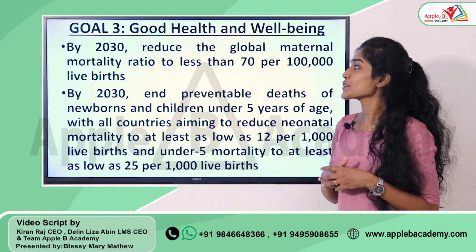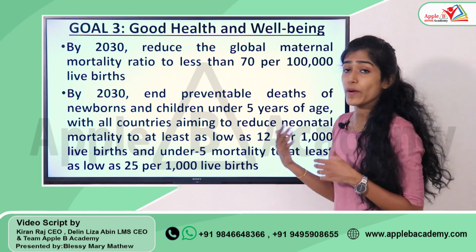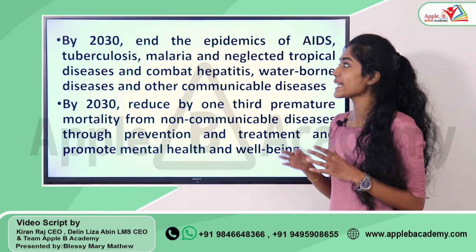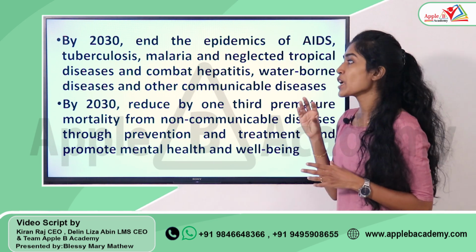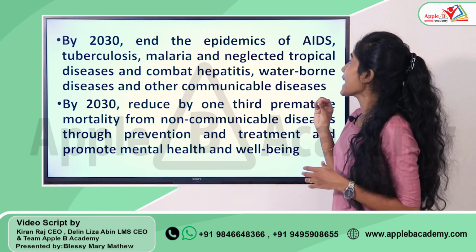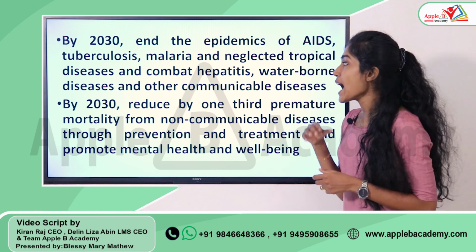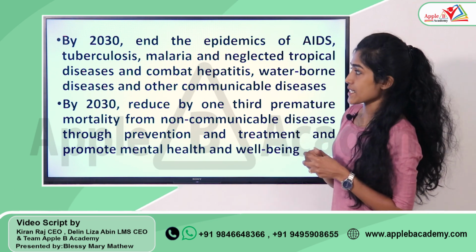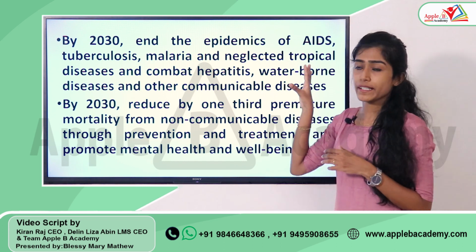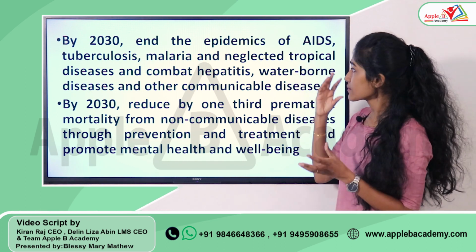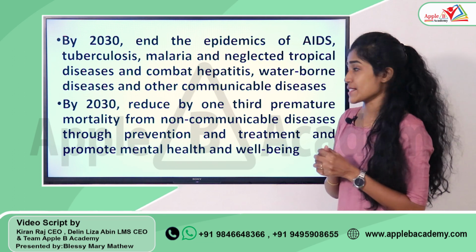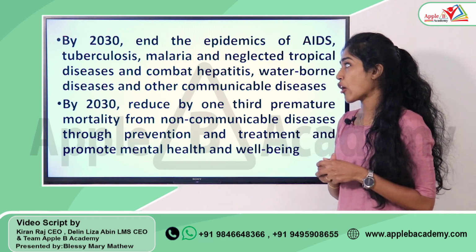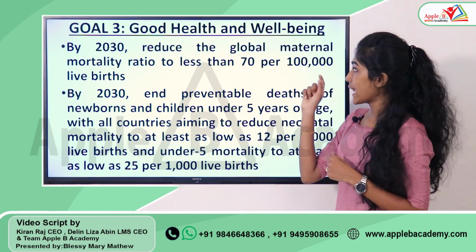So we are just going to look at the other targets as well, and then we will come back to the question. The next one is by 2030 end the epidemics of AIDS, tuberculosis, malaria and neglected tropical diseases and combat hepatitis, waterborne diseases and other communicable diseases. So it focuses on the various epidemics as well as various kinds of diseases. In these kinds of diseases, that is again a focus of goal 3, that is good health and well-being.